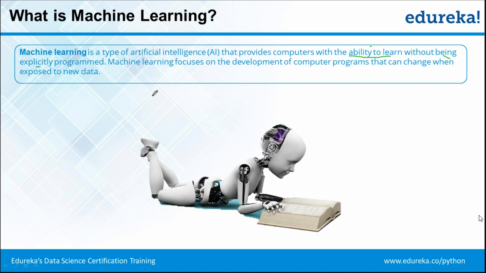So what does programming explicitly mean? If I am writing a program where I am telling each and every step to the computer, that it should do this thing now, then this thing, then this thing, then this is equivalent to programming explicitly. But if you are not telling it, and instead you are giving the computer the ability to take decisions on its own, right?